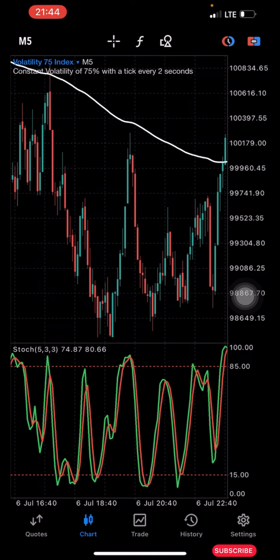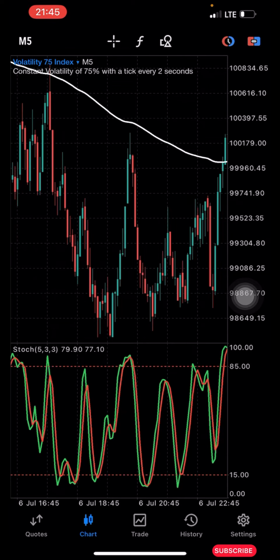In today's video, I'll be sharing with you a scalping strategy that you can use to grow your small account as a beginner. You can use this strategy on the volatility index and on currency pairs. As a beginner, you need to keep everything simple for yourself. Even if it's difficult, try as much as possible to make it simple.